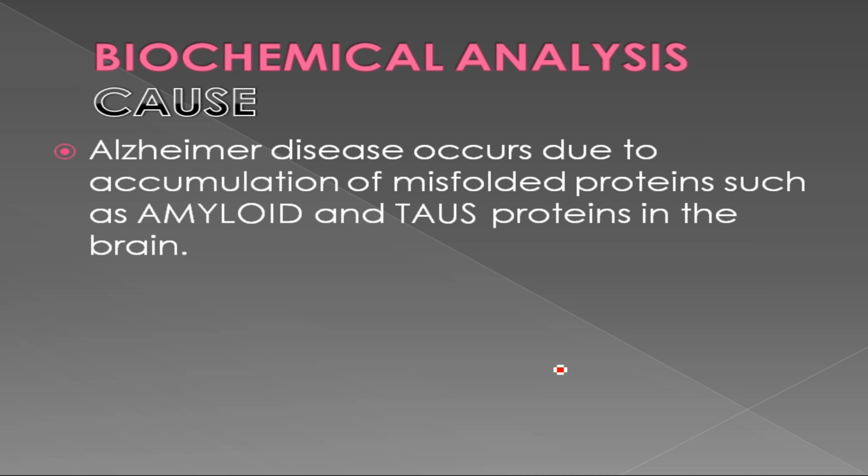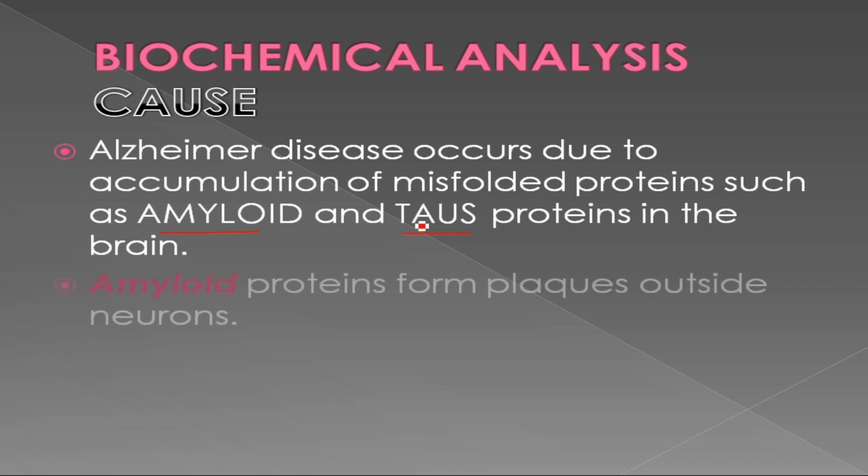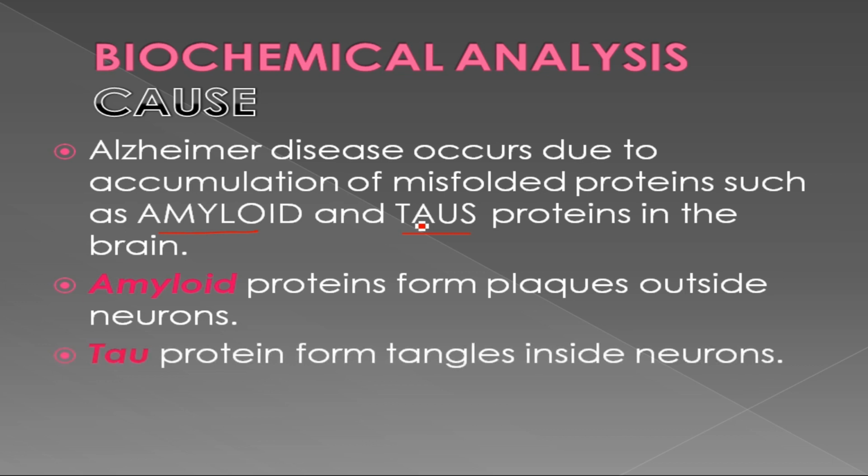Alzheimer's actually occurs due to the accumulation of misfolded proteins, mainly amyloid protein and the tau proteins. These two proteins are present inside the central nervous system and the neurons in the brain. If these two proteins are misfolded due to mutation or any other reason, then their accumulation will result in Alzheimer's. The amyloid proteins form plaques outside the neurons in the extracellular matrix of the brain tissues, and the tau proteins form tangles inside the neurons.